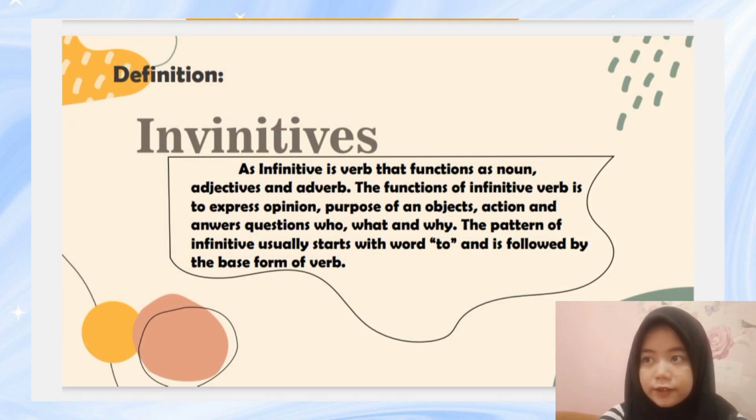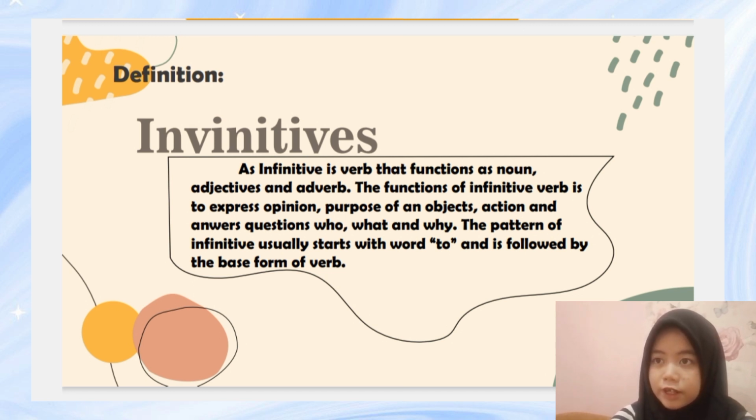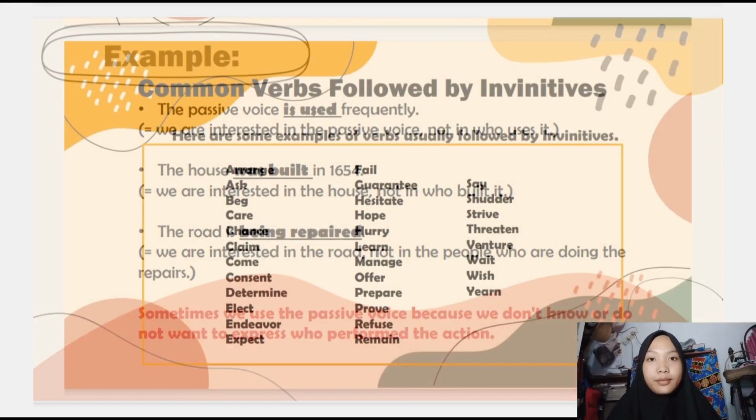Definition of infinitive. An infinitive is a verb that functions as a noun, adjective, and adverb. The function of an infinitive verb is to express opinion, purpose of an object, action, and answer the questions who, what, and why. The pattern of infinitive usually starts with the word to and is followed by the base form of a verb.